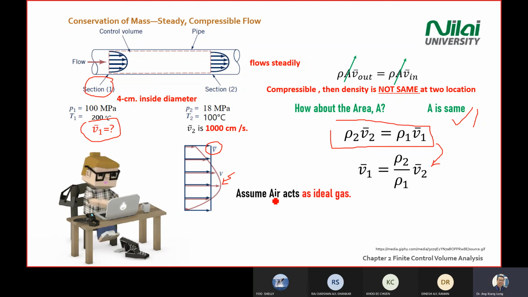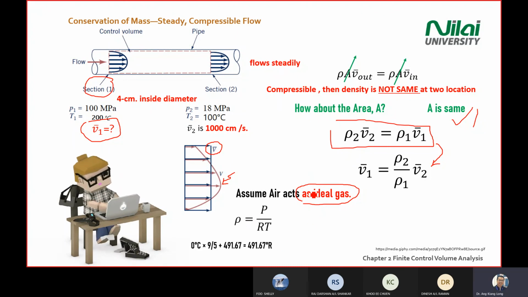So you know that the question asks you to assume air as an ideal gas. You need to recall, because this is a year 3 module, we assume you already took the thermodynamics module. So you have to recall what the ideal gas equation is, that you learned in thermodynamics. When you have an ideal gas scenario, recall what you learned in your thermodynamics. Rho equal to P divided by RT. Okay, rho equal to P divided by RT.